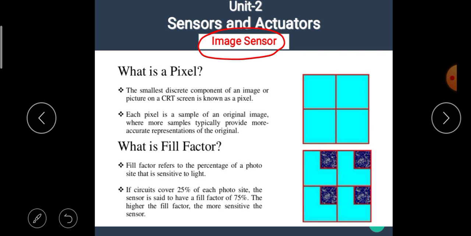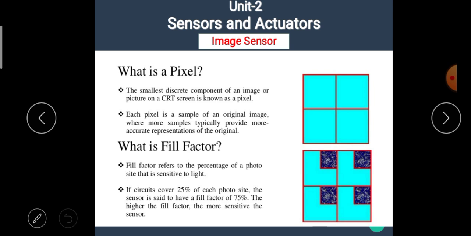Before going to see what is image sensor, we have to know some basic concepts like what is pixel or what is fill factor. Let's see what is pixel. The smallest discrete component of an image or picture on a CRT screen is known as pixel. Each pixel is a sample of an original image, where more samples typically provide more accurate representations of the original.